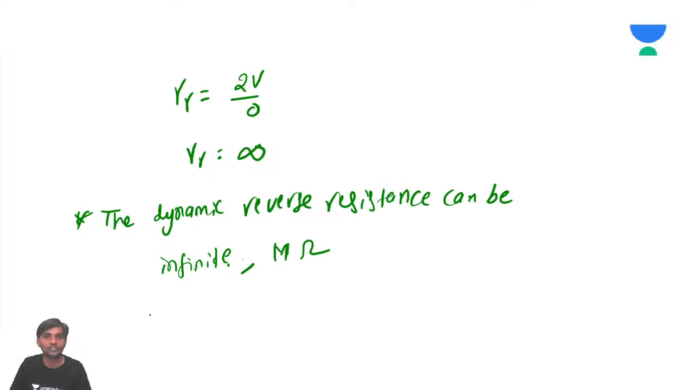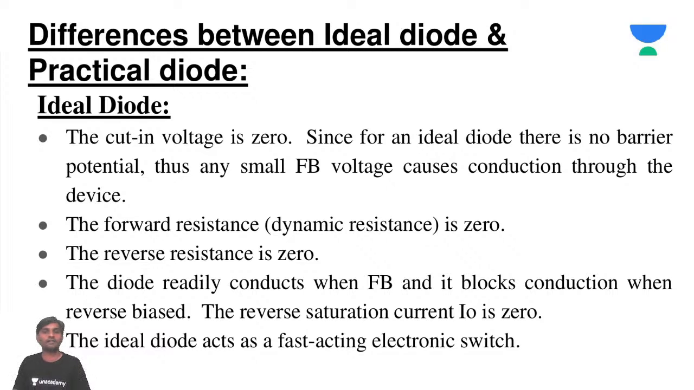Now, we'll go to the next topic: differences between ideal diode and practical diode. What do you mean by ideal diode and practical diode? What will an ideal diode do? The cut-in voltage is 0 for an ideal diode.